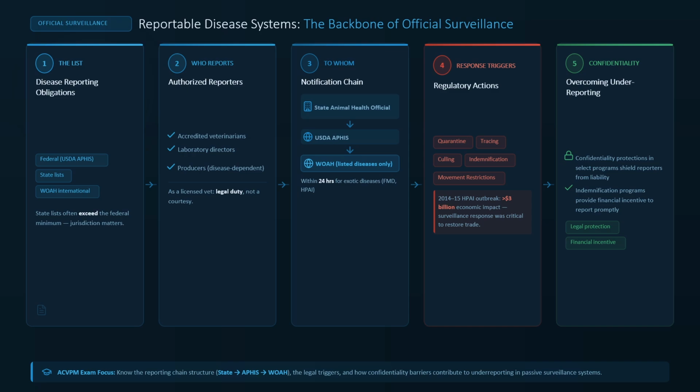WOA Freedom Certification raises a deeper question that trips up a lot of candidates. How do you ever prove a disease is absent? Next, we'll tackle exactly that, demonstrating disease freedom using system sensitivity and scenario tree modeling.